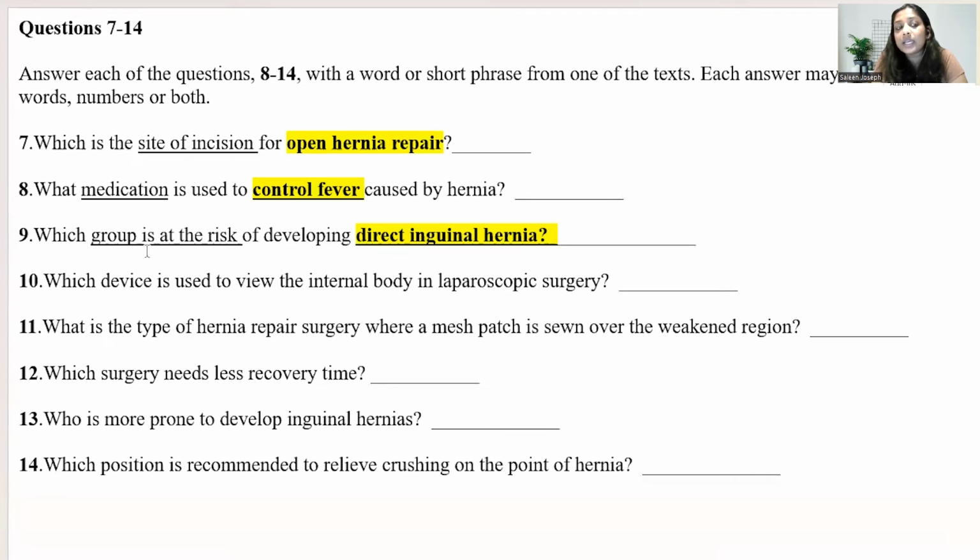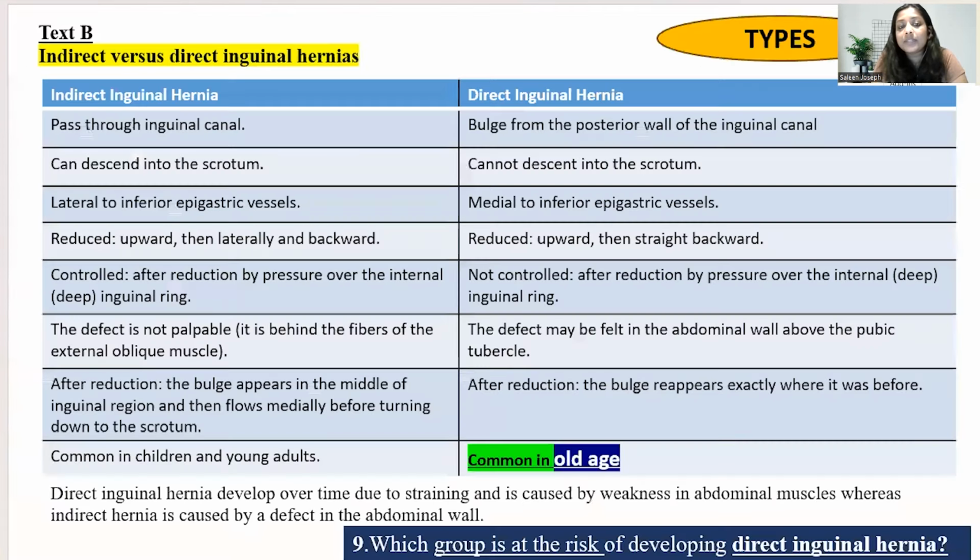So, direct inguinal hernia. Which text is it from, indirect versus direct inguinal hernia? Here they have mentioned it is common in old age. And the question is, which group is at risk of developing direct inguinal hernia? So direct inguinal hernia is there, correct? And the answer is old age.